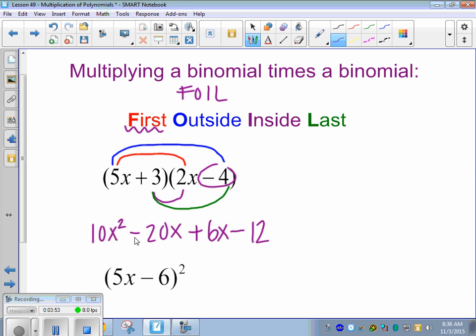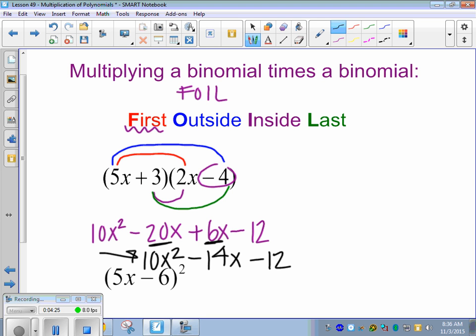So now I have 10x squared minus 20x plus 6x minus 12. Is that my final answer, Kurt, or can I simplify more? Perfect. Yep, I have like terms. These guys are like terms. Always make sure you don't have any like terms before you make it your final answer. This one we do, so I'm going to rewrite it. 10x squared, negative 20x plus 6x gives me minus 14x, and minus 12 doesn't have any like terms. This guy right here is your final answer.